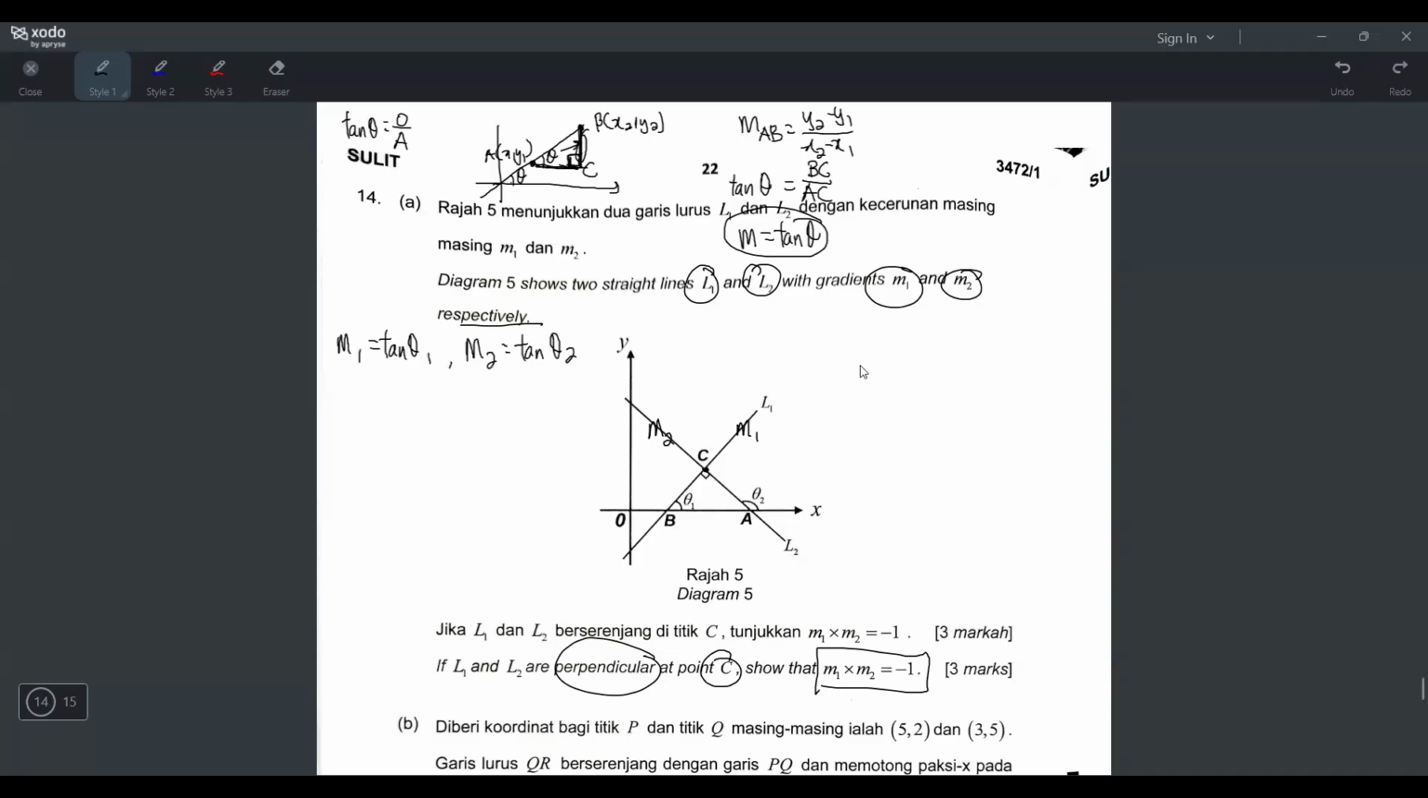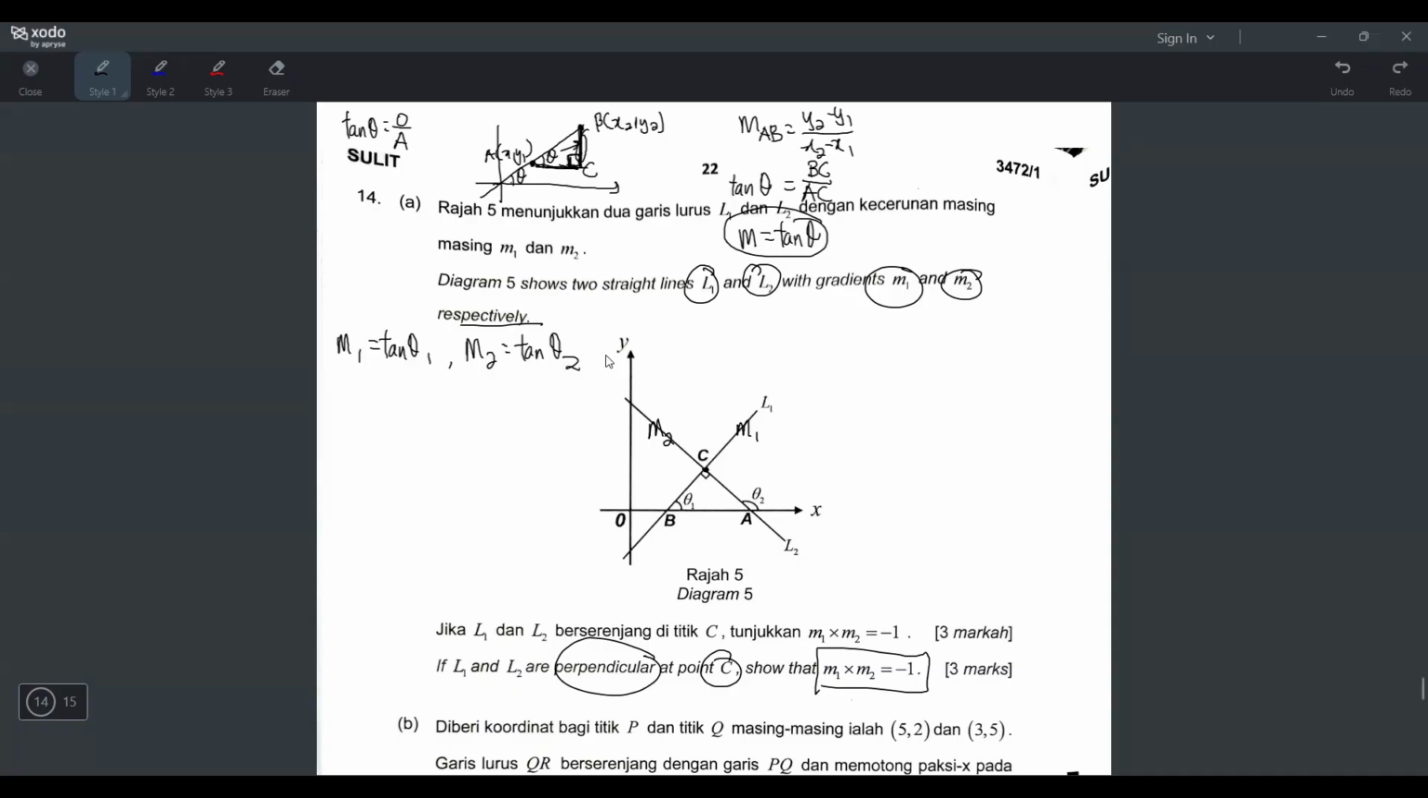Even if the line looks like this, and theta 2 is like this, you can still find the gradient by using tangent, because it will be the vertical distance divided by the horizontal distance, right? But since your angle is in quadrant 2, your gradient will come out negative, because in quadrant 2, remember add sugar to coffee, only sine is positive. That's why your tangent theta will come out negative. That means your gradient will come out negative, because your line is going down like that. But you can still say that the gradient is still tangent theta 2. It still works. So that's why I will write here M2 is tangent theta 2.